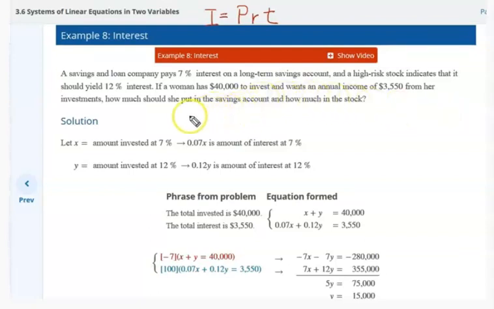Now, basically, we're going to define, let's say, the 7% as the x value, the 12% as the y value. And this is where using two equations are so helpful. And I'll put it up here, so, well, over here. We know that x amount at 7% plus the y amount at 12% is equal to $40,000.